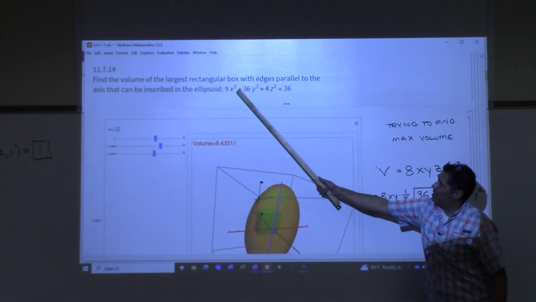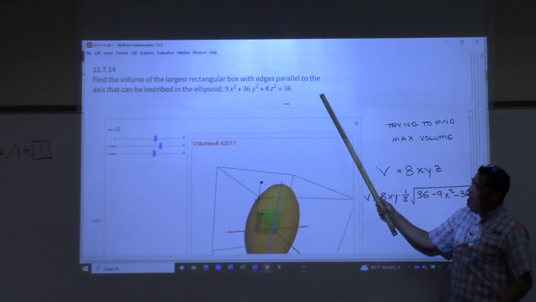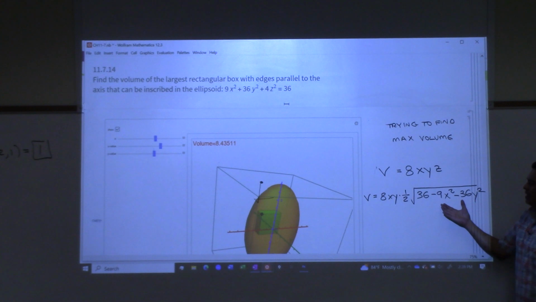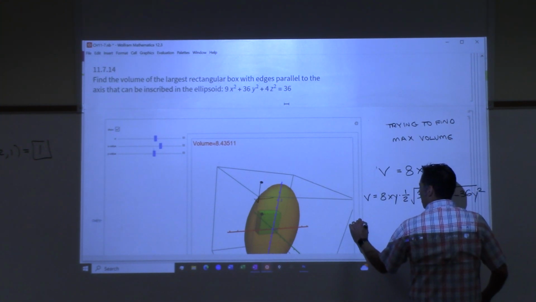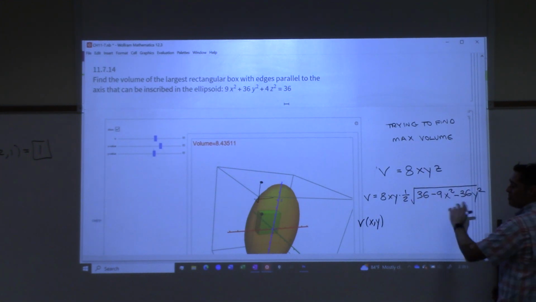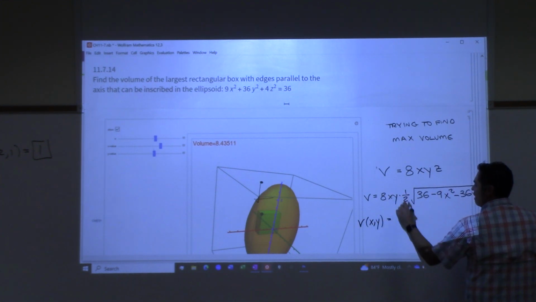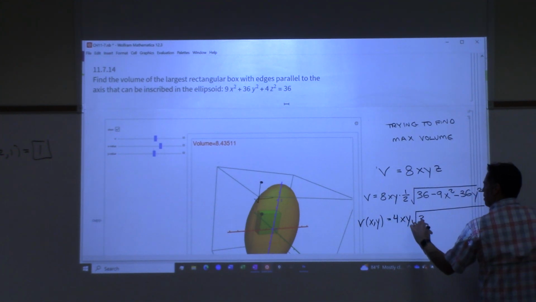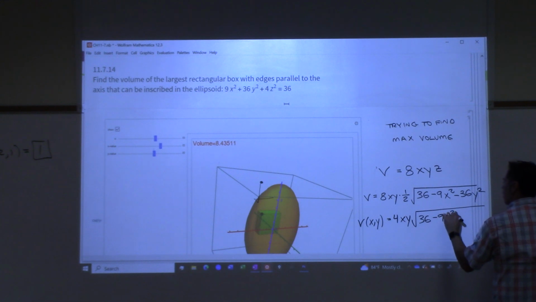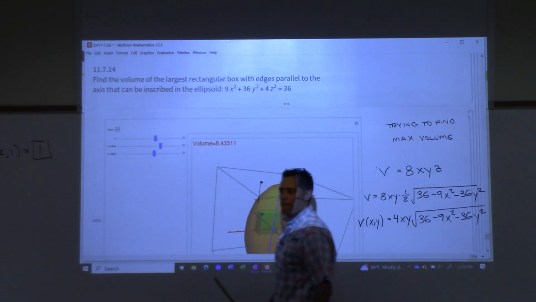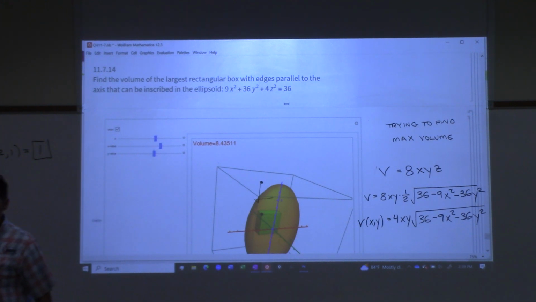All I'm doing is taking these two terms to the other side, then dividing by 4 and taking the square root, and we get this, right? Let me just clean it up a little bit more. Now the volume is a function of only 2 variables, right? There's only x's and y's in here. Half of 8 is 4, so 4xy times the square root of 36 minus 9x squared minus 36y squared. There we go. There's my function of 2 variables.